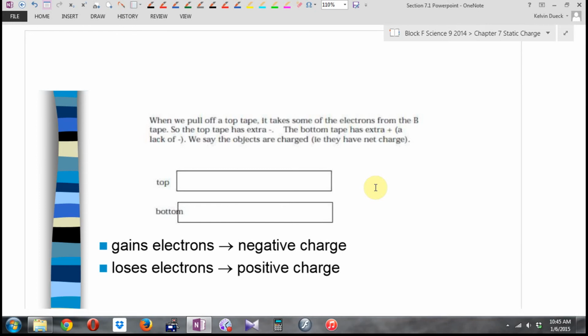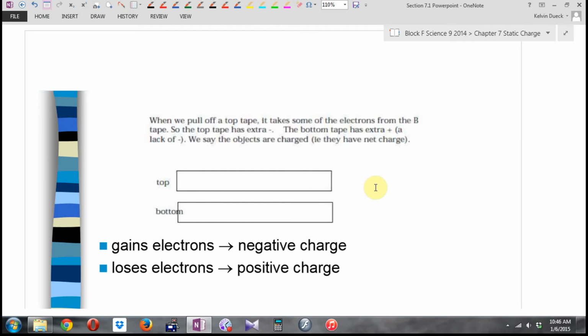So when we pull off the top tape, it takes some of the electrons from the bottom tape. So the top tape has extra minus, extra negatives, extra electrons. The bottom tape has extra plus, has fewer electrons, and fewer electrons, Amelia, automatically means you're more positive. You weren't looking at your phone or anything like that, were you?